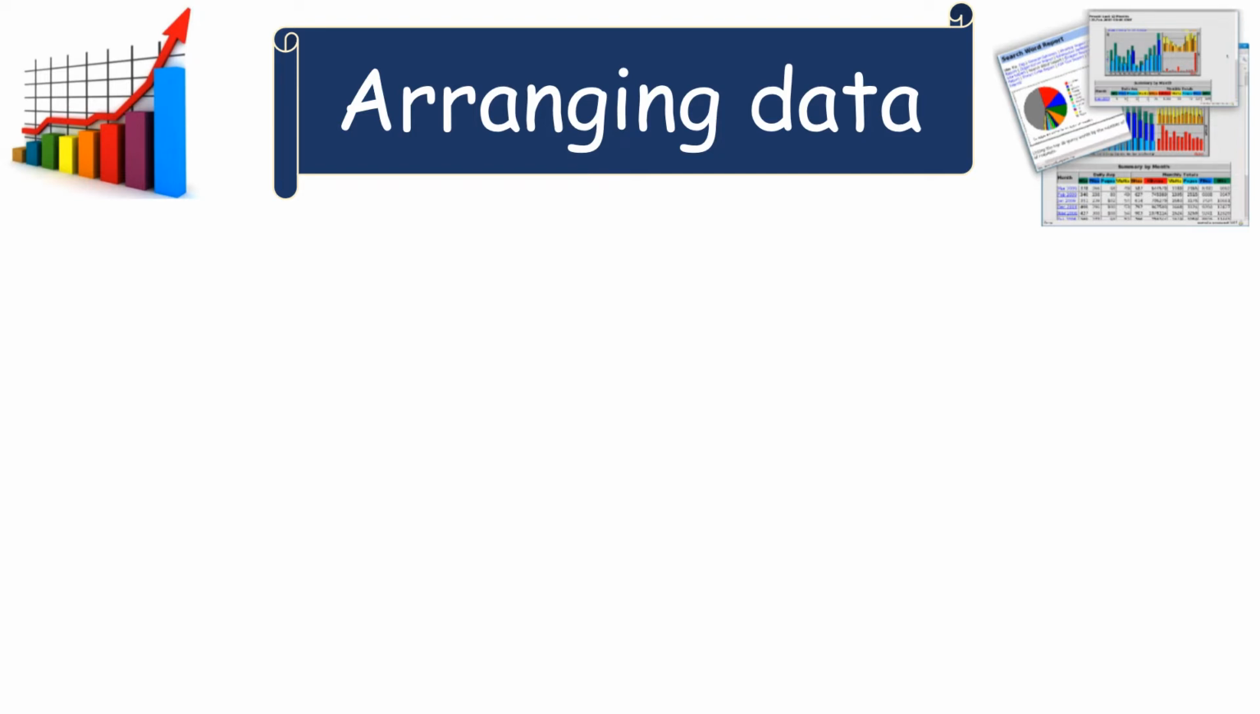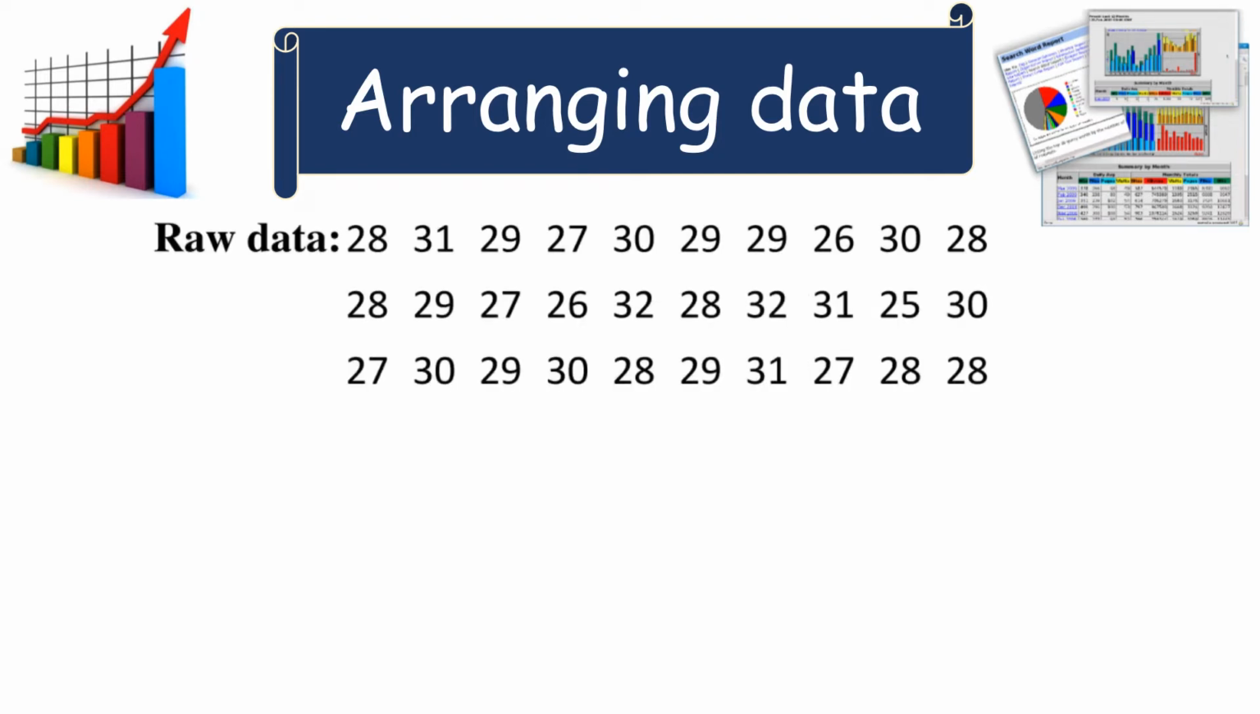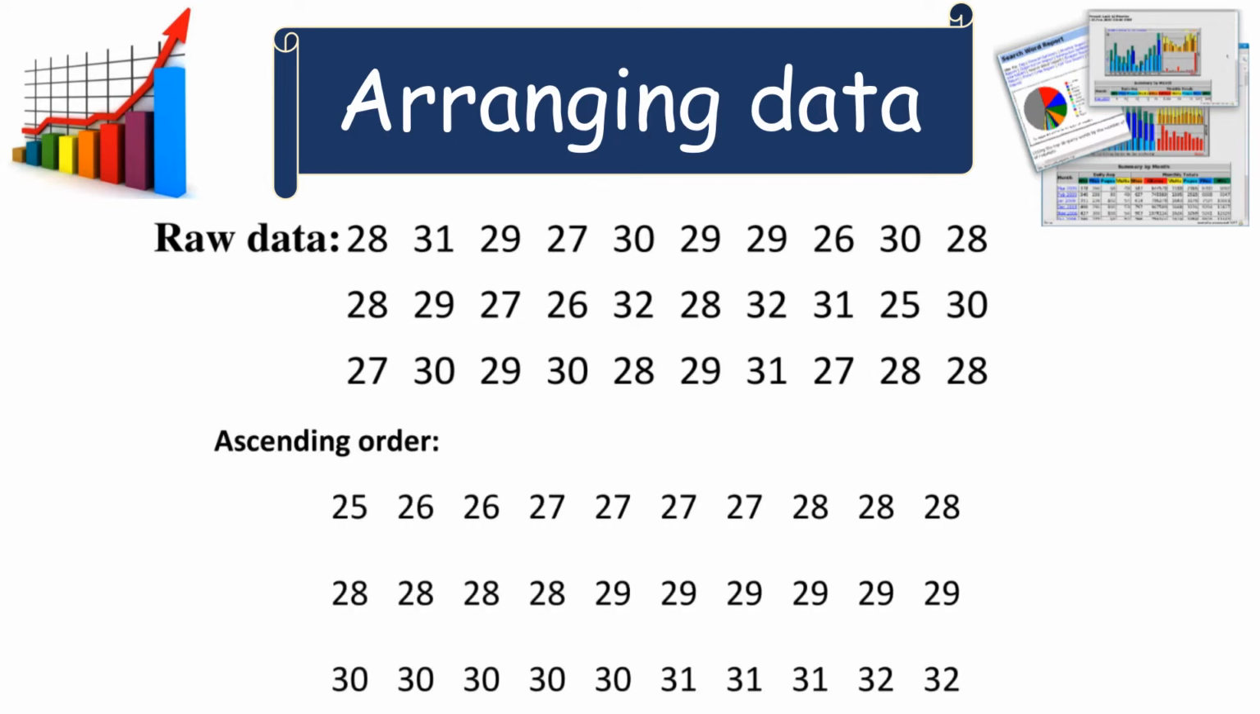Now, let's move on to arranging data. Suppose we have this raw data and we are going to arrange it in ascending order. Ascending order is arranging the data from least to greatest, or from lowest to highest.